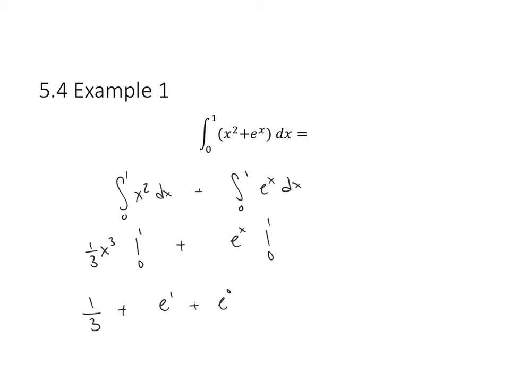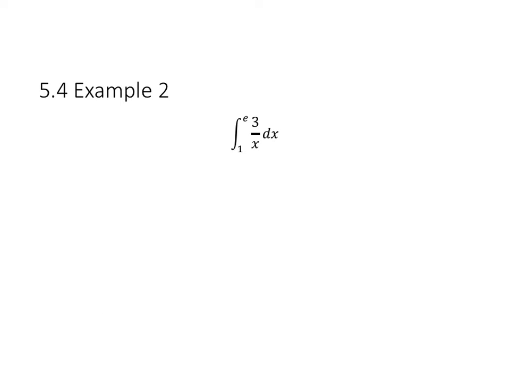Anything to the 0 power is 1. So let's see, that's 1/3 plus 1, or 4/3, plus e to the x. Now, of course, if you didn't want to break it up, you could do that all in one shot. It's really your personal preference and what you feel comfortable doing.